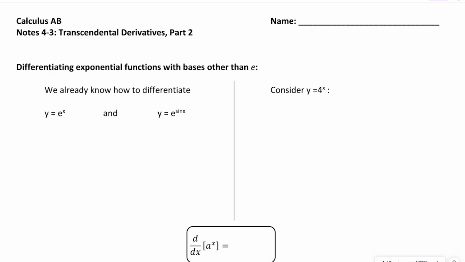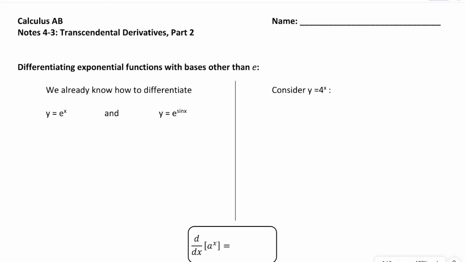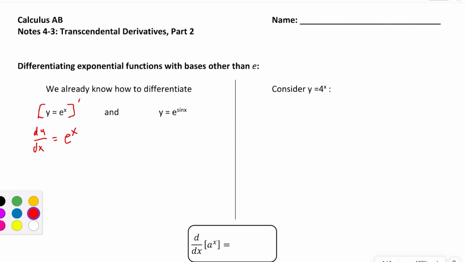Now we already know how to differentiate y equals e to the x, right? If we differentiate y equals e to the x, we're going to get dy dx equals e to the x, right? E to the x is its own derivative. We know that. We also know how to use the chain rule with e to the x, right?